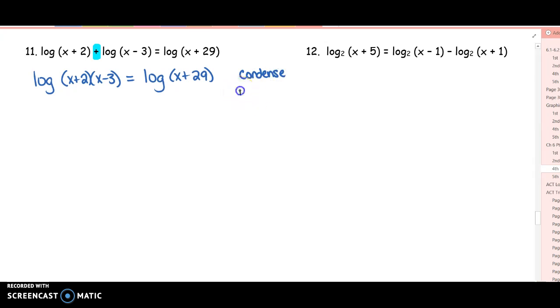Now we're going to use, I'm just going to call it the log equals log property. Because it's plain log on both sides, that means x plus 2 times x minus 3 is going to equal x plus 29.